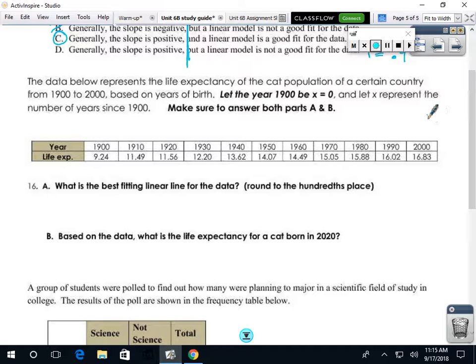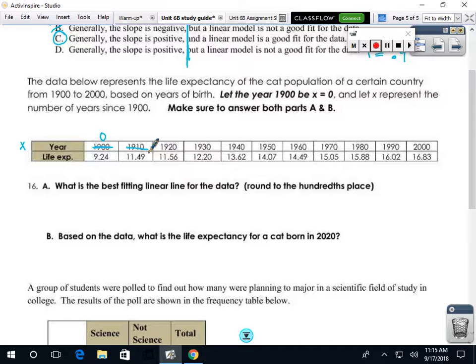Everybody ready? The data below represents the life expectancy of the cat population of a certain country from the year 1900 to the year 2000, based on years of birth. They bolded this for a reason. Let the year 1900 be x equals 0. So they're telling you that the years are the x values, and they're telling you instead of using 1900, rename it as 0. So now you have to decide what that means about the rest of these years.